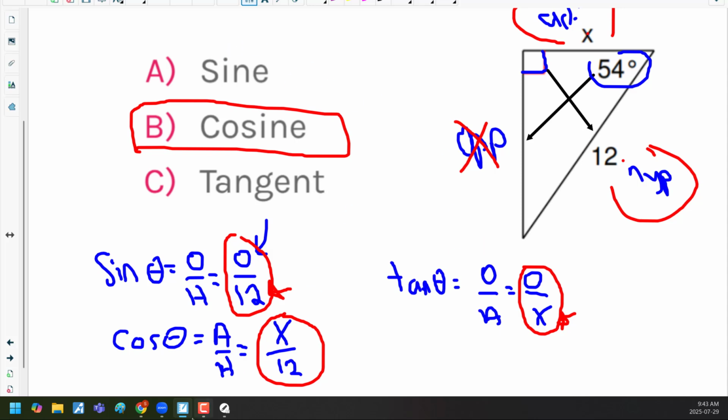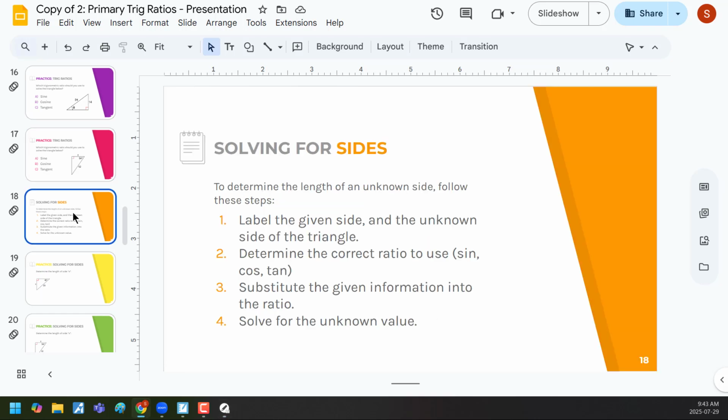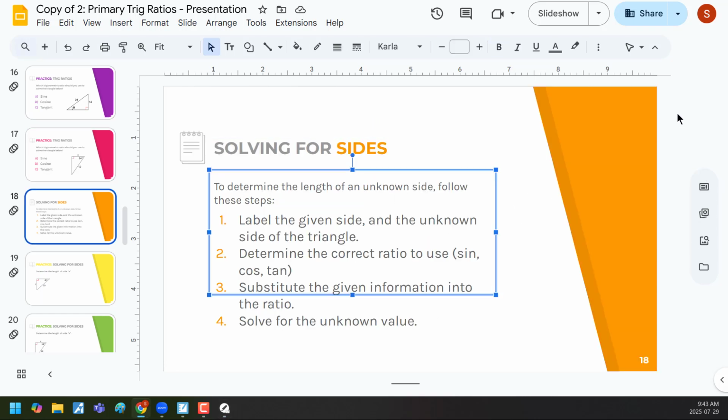Okay, let's continue. Solving for sides. So we're going to label the triangle always. Determine the correct ratio to use. So that's what we just did. We have to figure out, are we going to use sine, cos, or tan, which formula? And then we're going to substitute information, meaning plug in the numbers, and then actually solve for it.